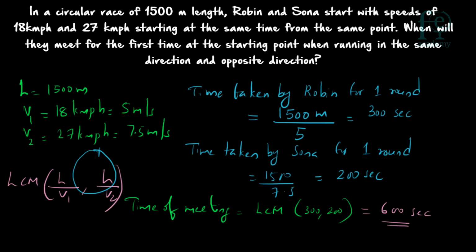The second case is when the two runners will be meeting exactly at the starting point. When will they be meeting for the first time at the starting point? There our answer is: time taken will be equal to the LCM of L divided by V1 and L divided by V2. And whether they are running in the same direction or the opposite direction, our result will be the same. This will be the formula even for same direction and opposite direction.